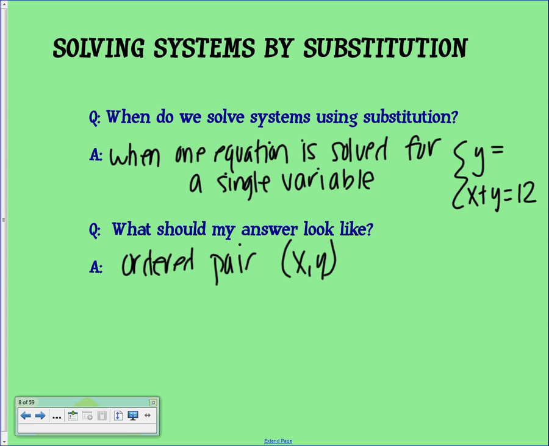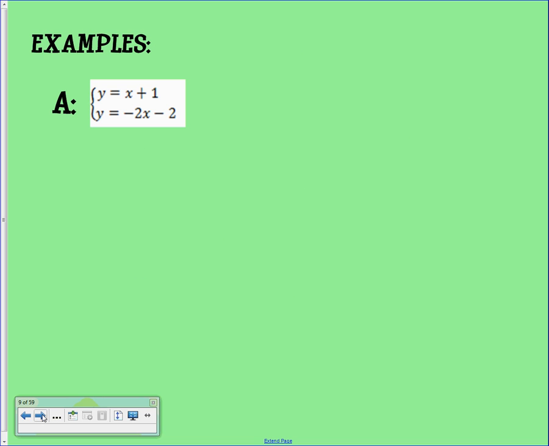As long as you have one equation that's just set equal to either x or y. What should my answer look like? It should always be an ordered pair, in the form x comma y. If you don't have an x, y, it should be alphabetical, so maybe it's like a comma b or m and then n. But if it's not x, y, make sure it is alphabetical. So let's take a look at some examples.